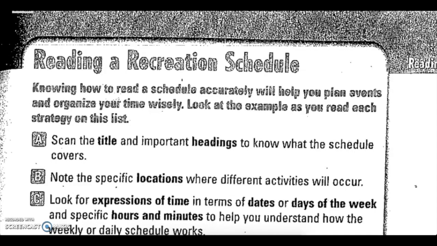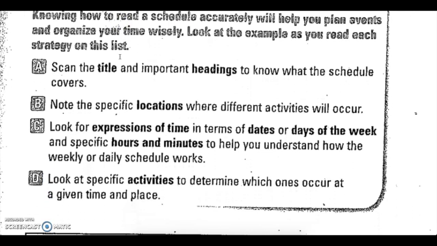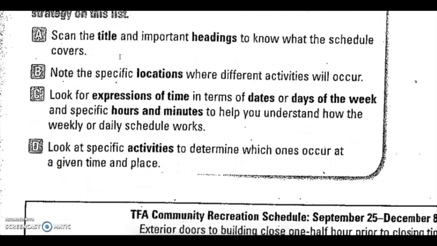Reading a recreation schedule. Knowing how to read a schedule accurately will help you plan events and organize your time wisely. Look at the example as you read each strategy on this list. A. Scan the title and important headings to know what the schedule covers. B. Note the specific locations where the different activities will occur. C. Look for expressions of time in terms of dates or days of the week and specific hours and minutes to help you understand how the weekly or daily schedule works. D. Look at specific activities to determine which ones occur at a given time or place.